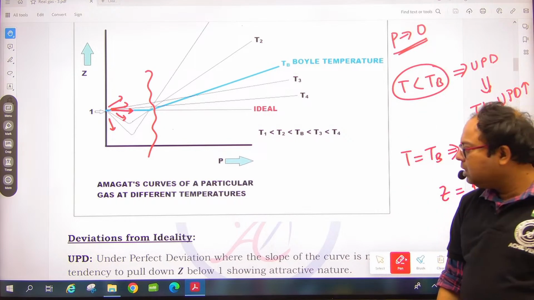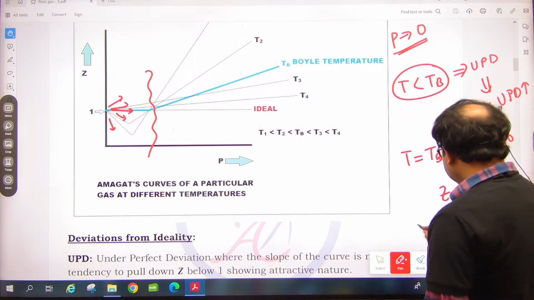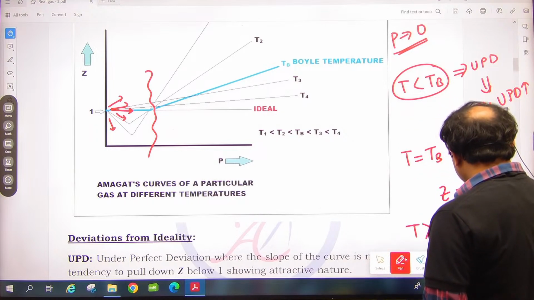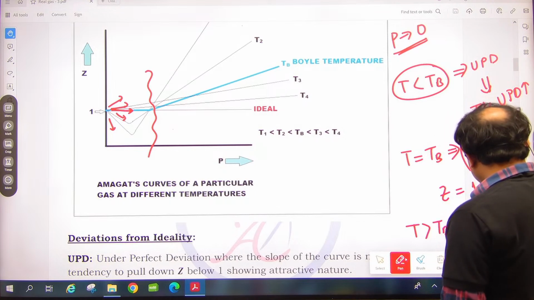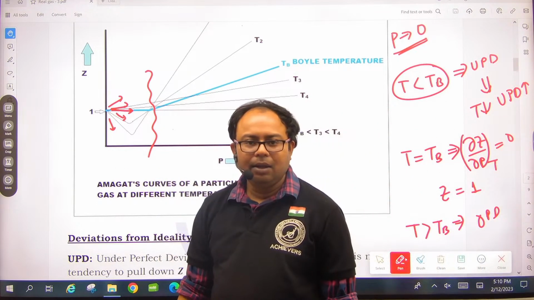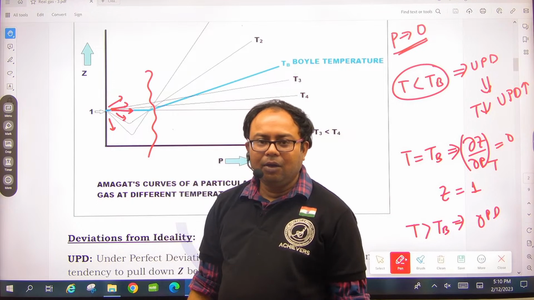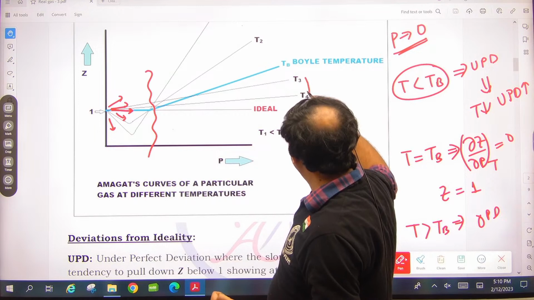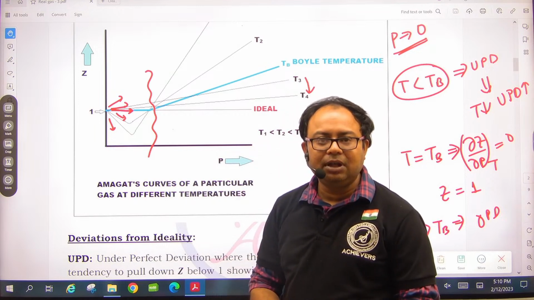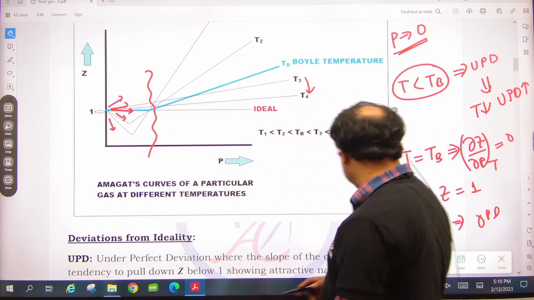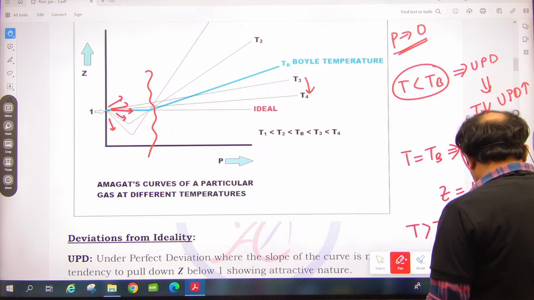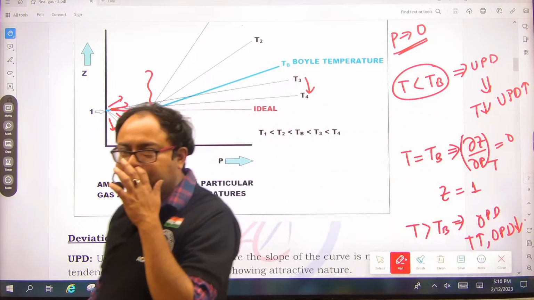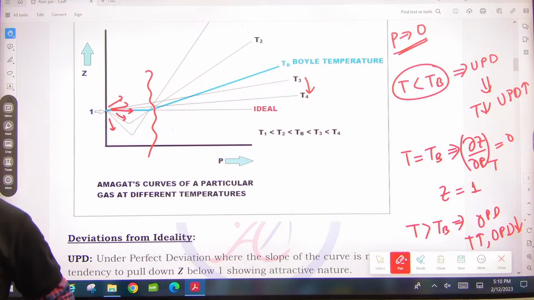Now what about T greater than TB? You have got OPD, only OPD. Now what happens with increase in temperature, T3 to T4, as you are increasing the temperature? The extent of OPD decreases. So as we increase the temperature, the extent of OPD decreases.